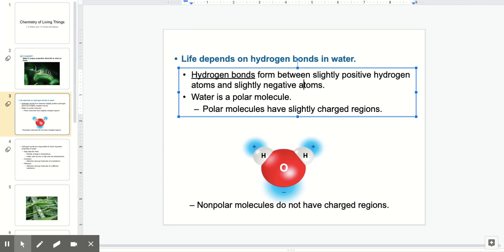These slightly positive and slightly negative areas allow for water to be classified as what is called a polar molecule. Think about polar meaning opposite, like the North and South Pole. But in terms of science, polar molecules have these little regions of positive and little regions of negative. Nonpolar molecules don't have those charged regions, and there are nonpolar molecules, but something that makes water so special and gives it its properties is the fact that it does have these slightly positive and slightly negative areas. Please, please, please remember that the hydrogens have the slightly positive areas and the oxygen has the slightly negative area.